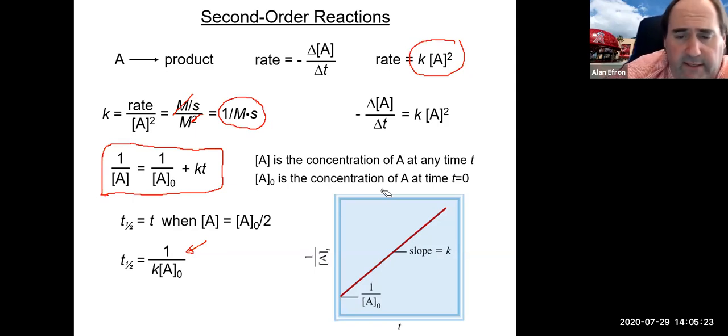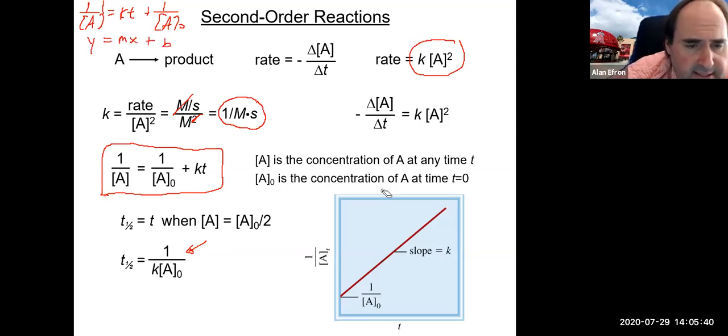If we rearrange this equation, 1 over A equals kt plus 1 over A naught, that is our form of a straight line. That is y equals mx plus b. So we see that the typical linear graph for this is 1 over A, the concentration of A, on the y, and on the x it is still time.